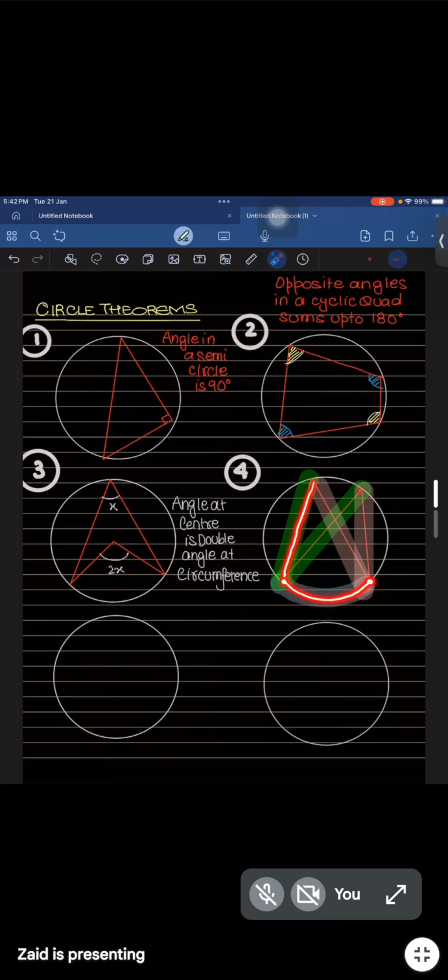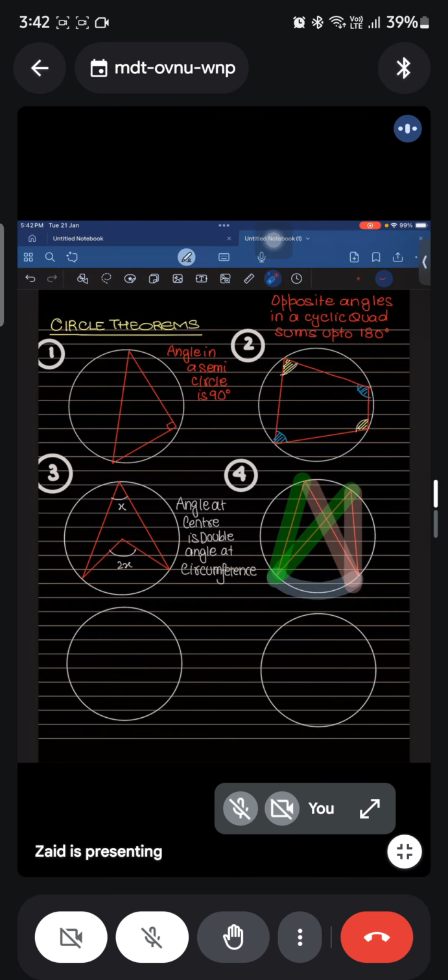Sir, I didn't understand. Can you repeat again? Angles in the same segment are equal. Just look here. If I'm talking about this angle, it is produced by these two lines. And if I talk about this angle, it is produced by these two lines. These lines are joined over here and over here, and they lie in the same segment. So these two angles are equal to each other.